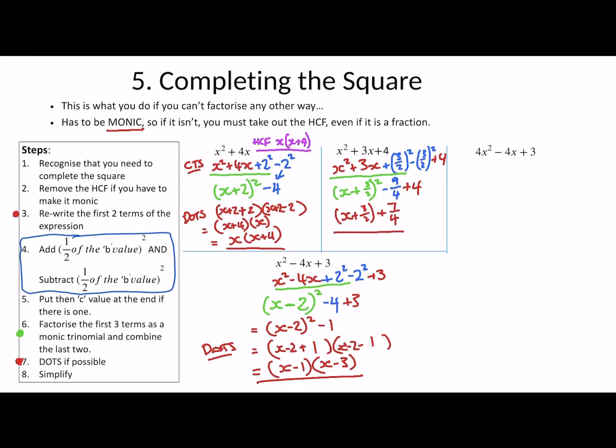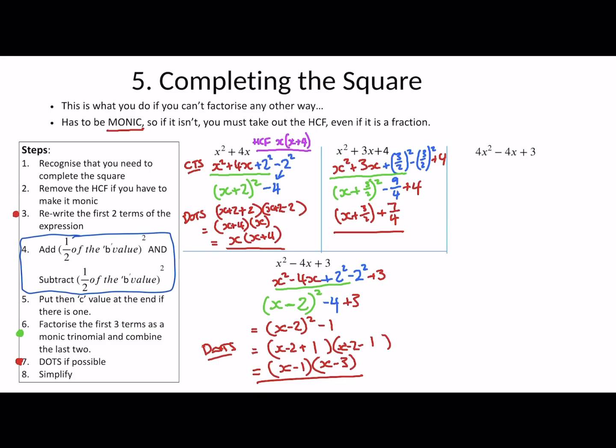I've done that as a fraction because fractions are friends. If you're not too comfortable, and if the question says you can, write it as a decimal. So you could have said x squared plus 3x plus 1.5 squared, minus 1.5 squared, okay? If you're allowed to, decimals are fine, but fractions are friends.